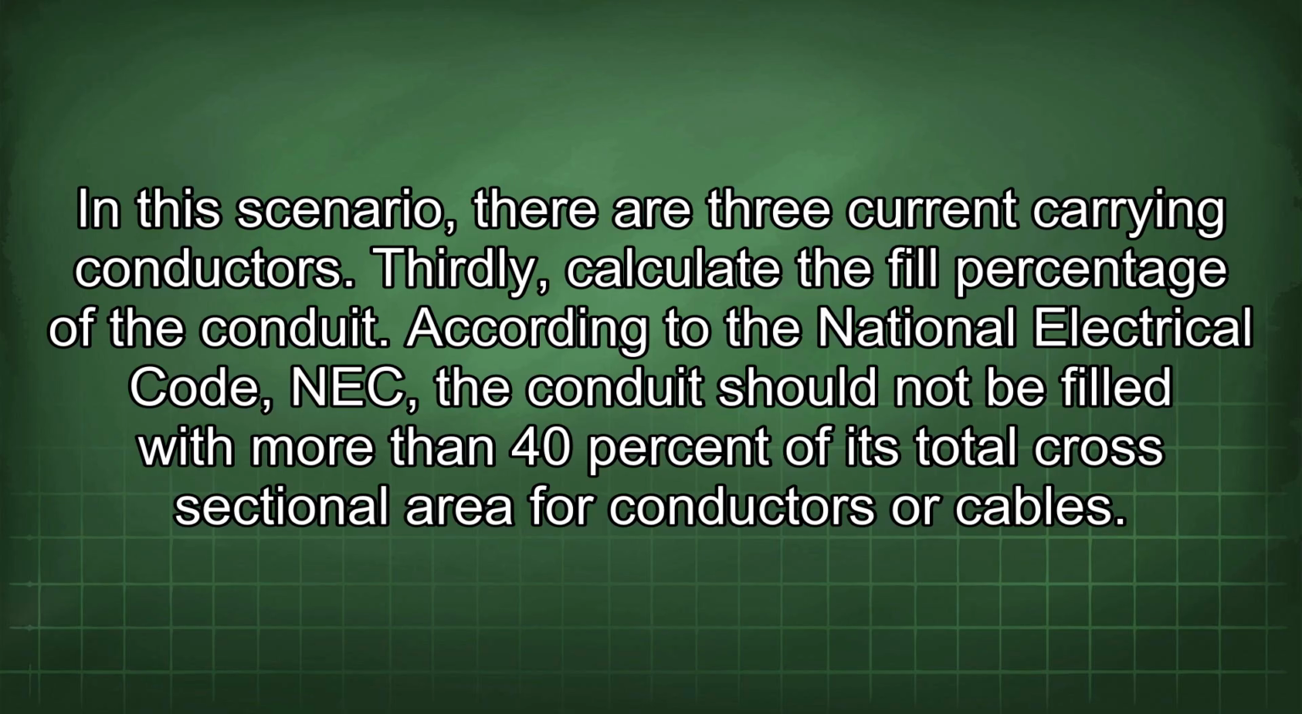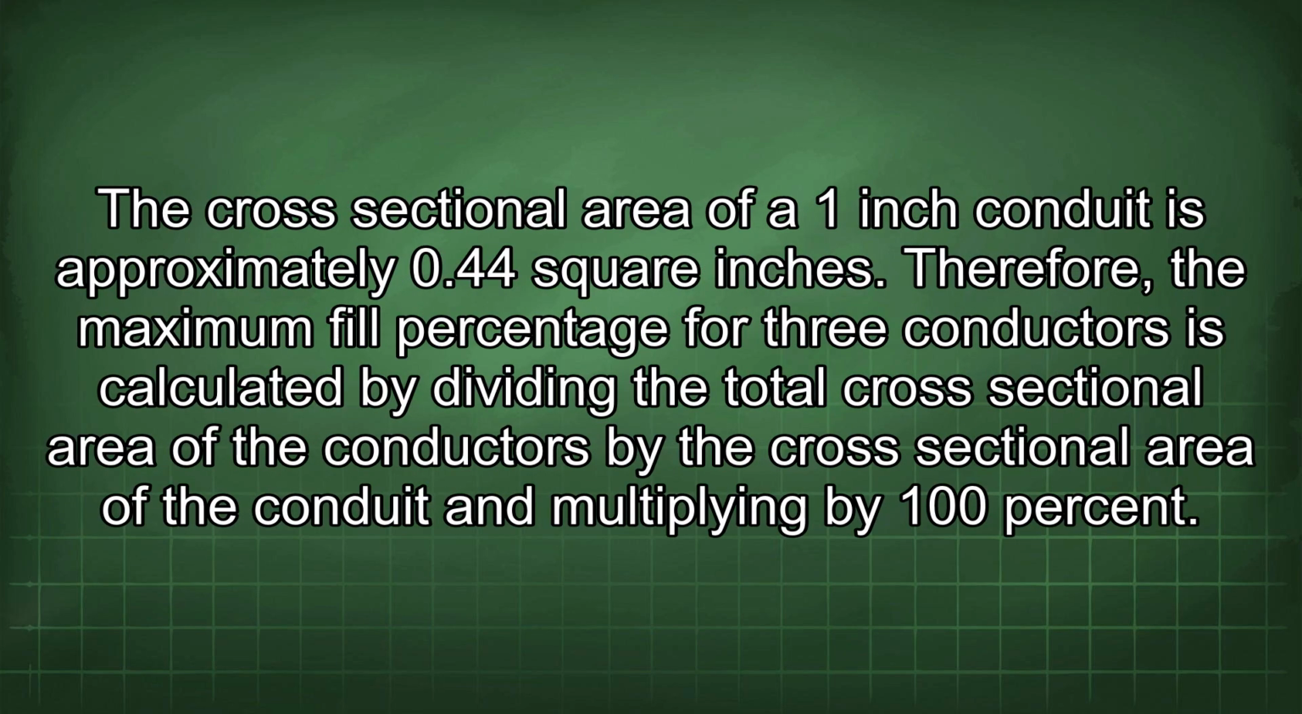Thirdly, calculate the fill percentage of the conduit. According to the National Electrical Code, NEC, the conduit should not be filled with more than 40% of its total cross-sectional area for conductors or cables. The cross-sectional area of a 1-inch conduit is approximately 0.44 square inches.